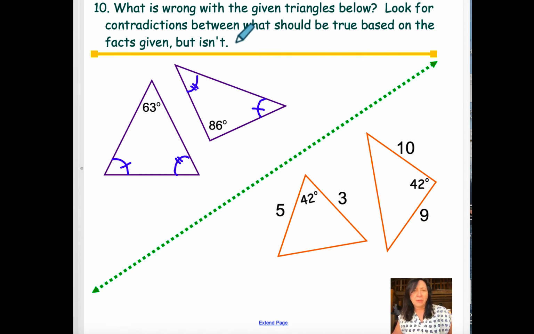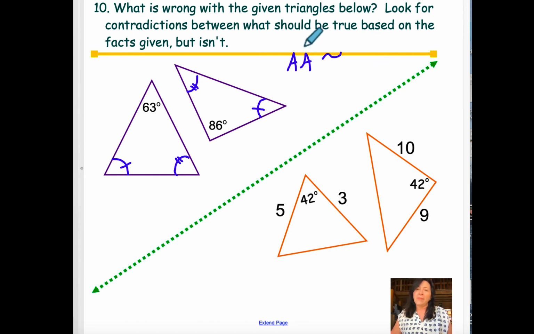For these two problems here, oh, there's a problem. It says, what is wrong with the given triangles below? Look for contradictions between what's true and what should be based on facts. So we know that if you have two triangles similar by angle similarity, which it kind of looks like, but not really, right?